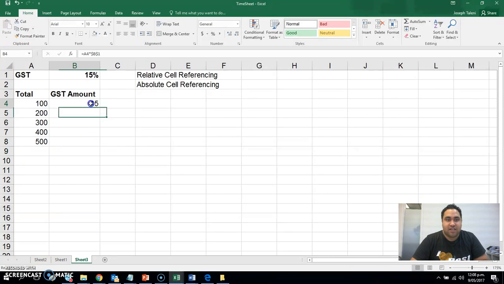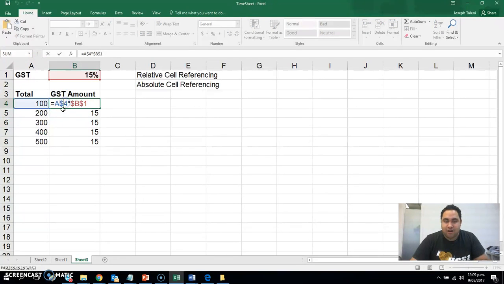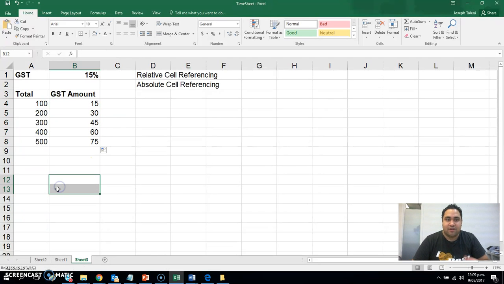So let's have a look here, the effect that that can actually have. So if I locked in 4, what do you think will happen? Let's see. It doesn't change. It locks it in at 4. But if we remove that lock and autofill, you'll have the other figure. So that's the difference between relative and absolute cell referencing.